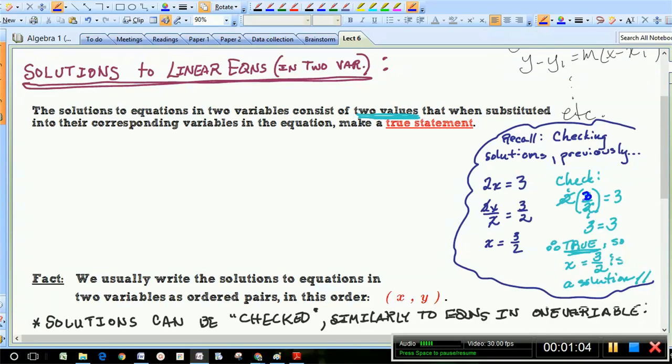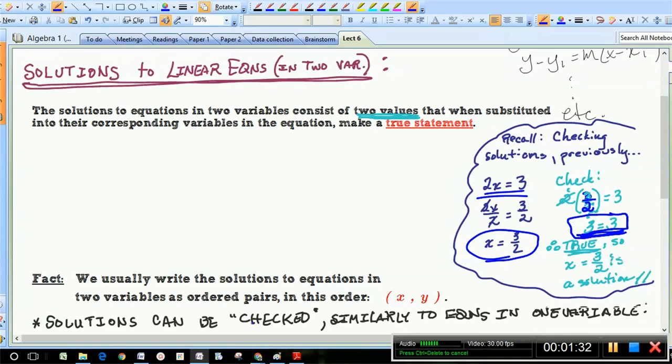That's this part here. Okay, and notice we got 3 equal to 3 here. We got a true statement. So that verified that this was a solution to the original equation. Okay, so we're going to start out looking at that and dealing with whether or not a point or a pair of values is an actual solution.